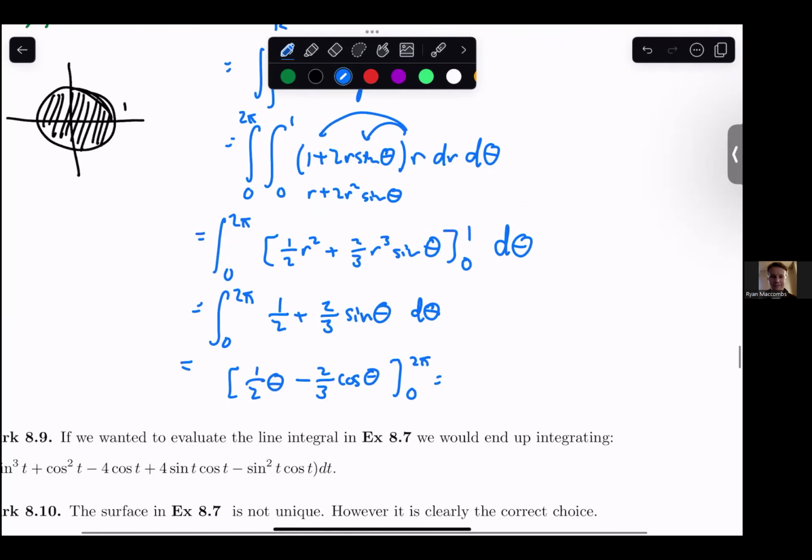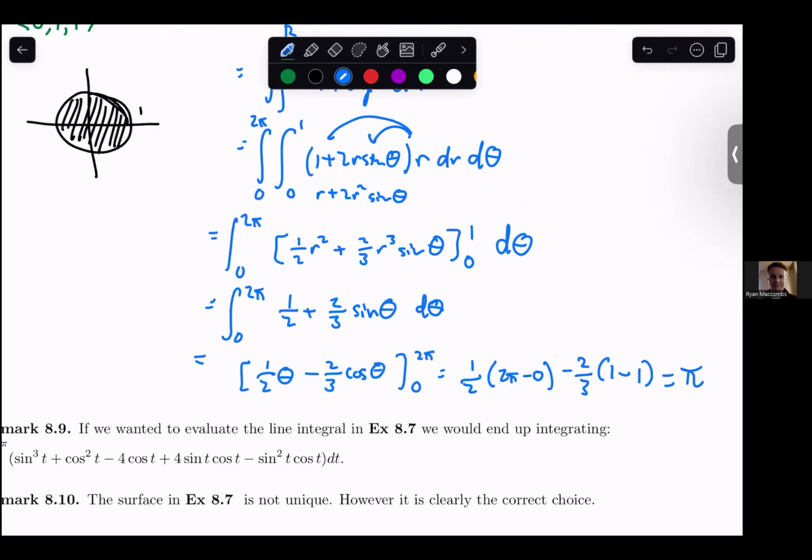So doing this term by term, I'm going to have 2 pi minus 0 in my first term. My second term, 2/3, and cosine of 2 pi is going to be 1, and subtracting away cosine of 0 is going to be 1. So actually 1 minus 1, that part's just going to be 0. And so my answer at the end of the day is going to be pi. So my overall result is pi in this case.